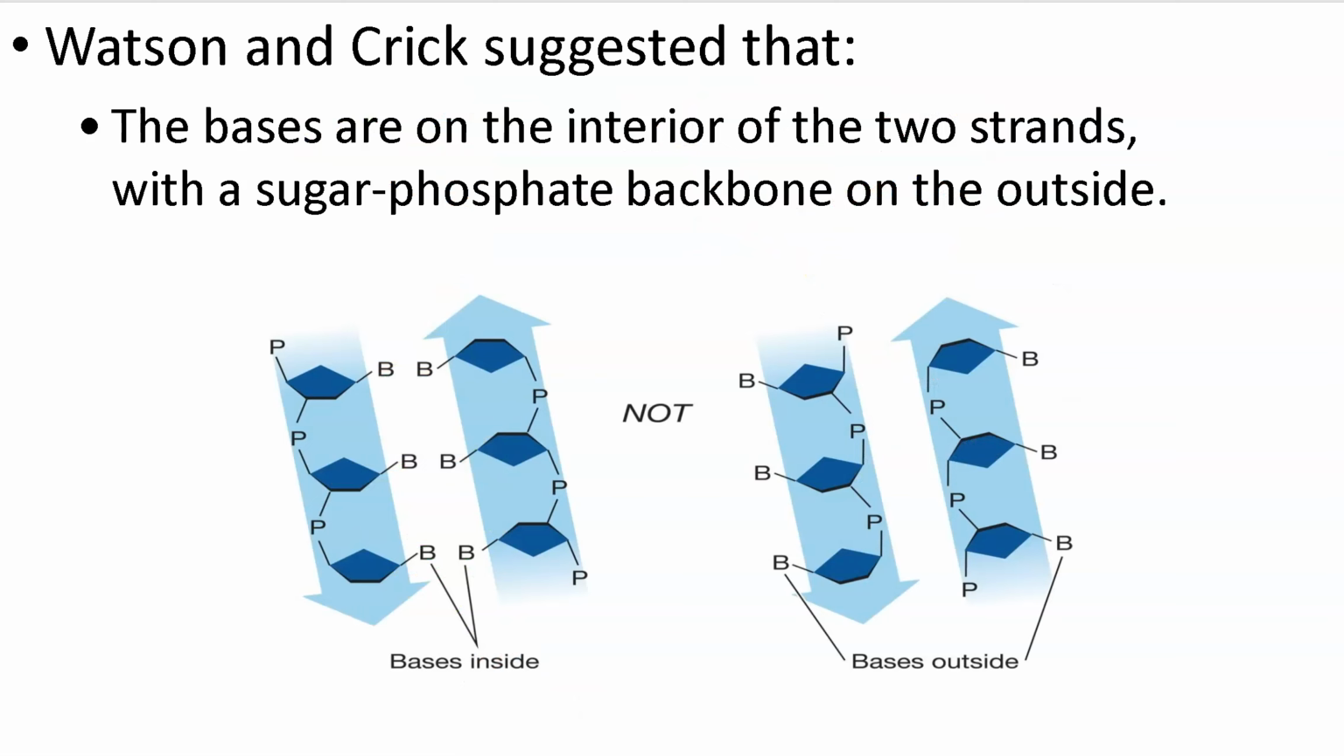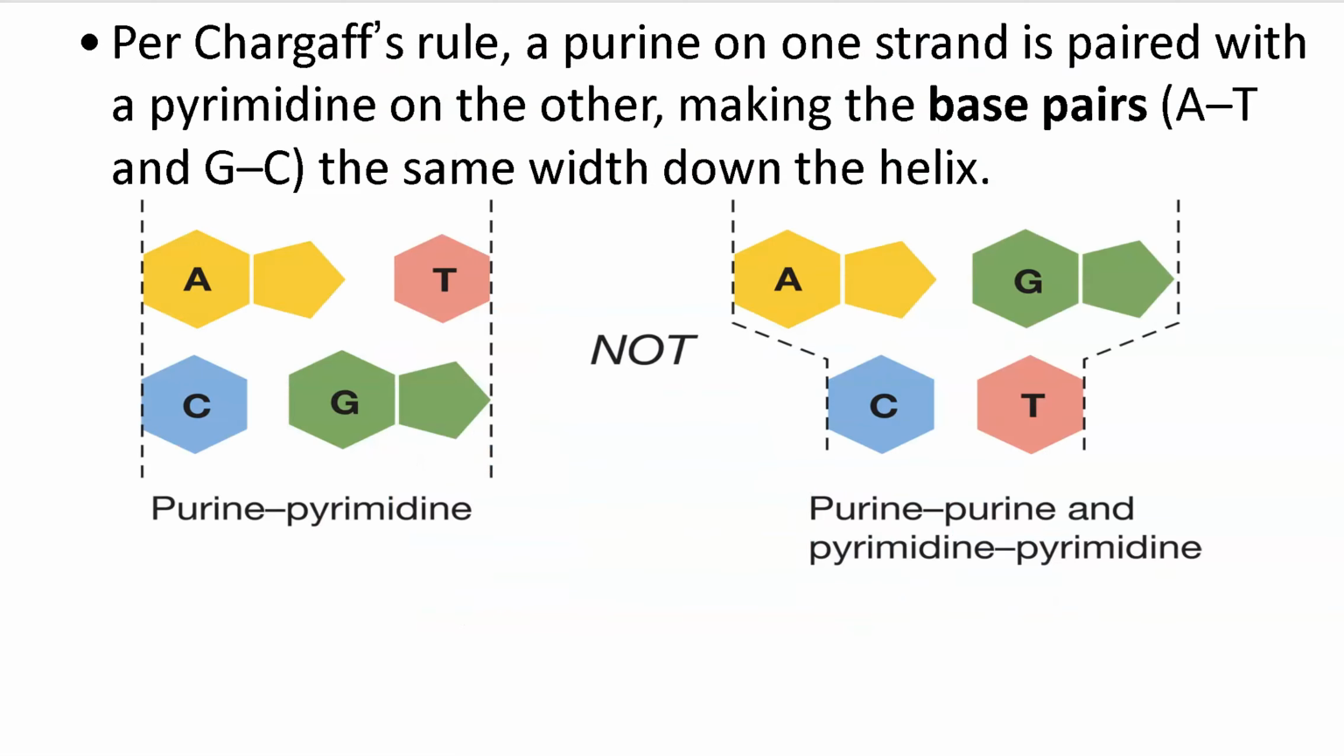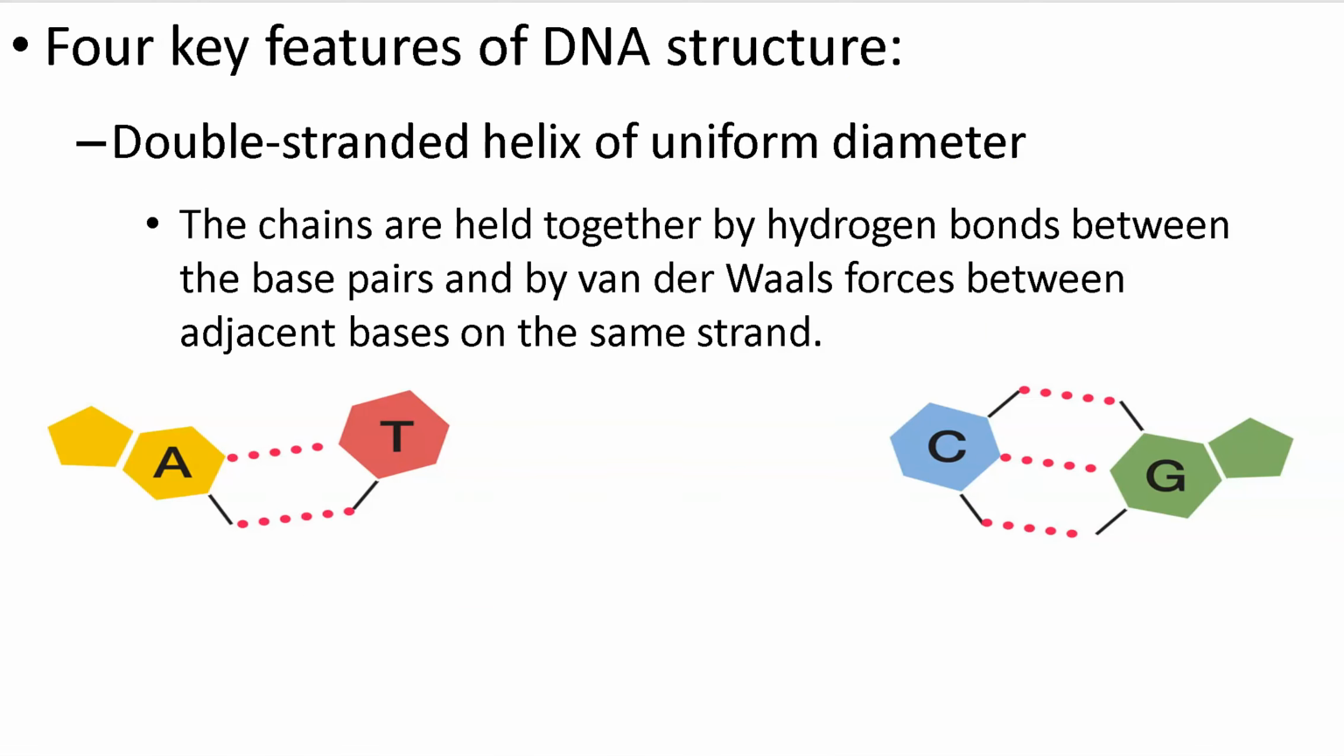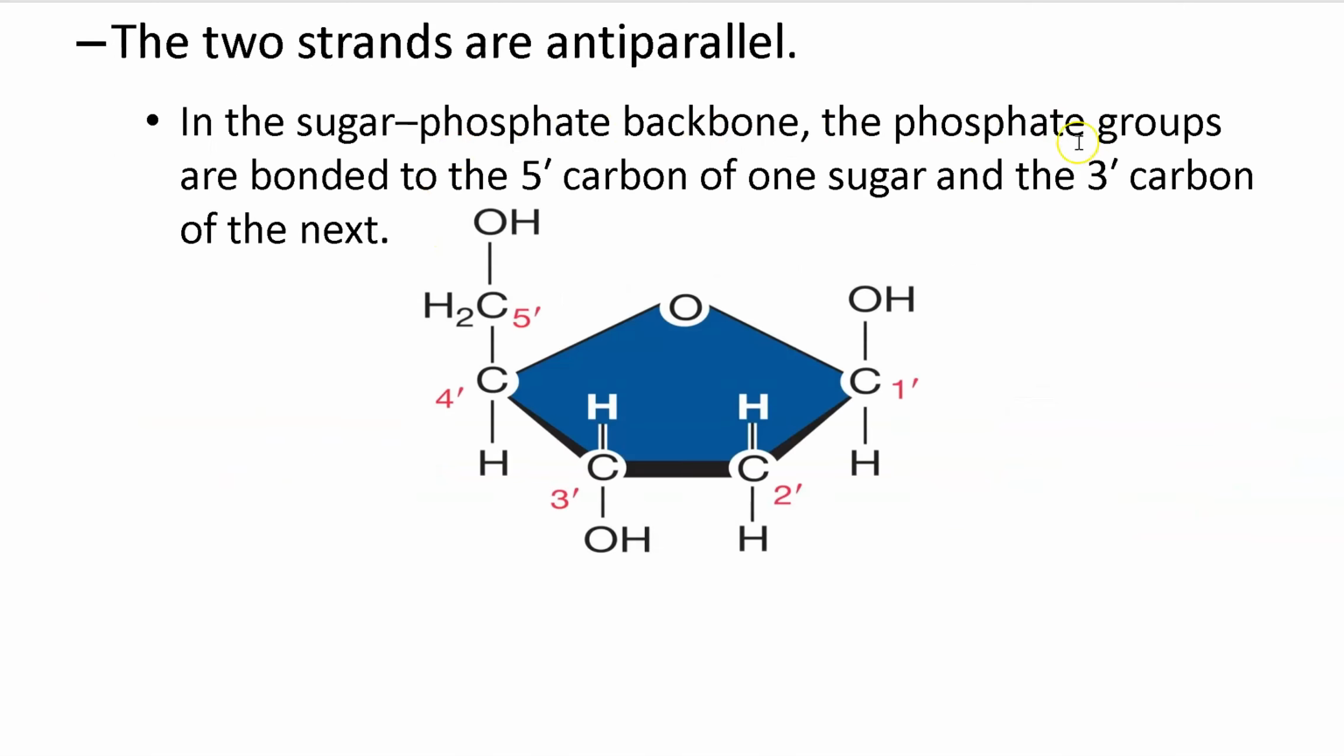Watson and Crick suggested that the bases are on the inside, and of course A binds to T, C binds to G, and then it's a double-stranded helix of uniform diameter. So the chains are held together by hydrogen bonds, which will be a very important thing when we talk about replication and transcription. And so 2 hydrogen bonds between A and T, 3 hydrogen bonds between C and G. And so in the sugar phosphate backbone, the phosphate groups are bonded to the 5' carbon of one sugar and the 3' carbon of the next.